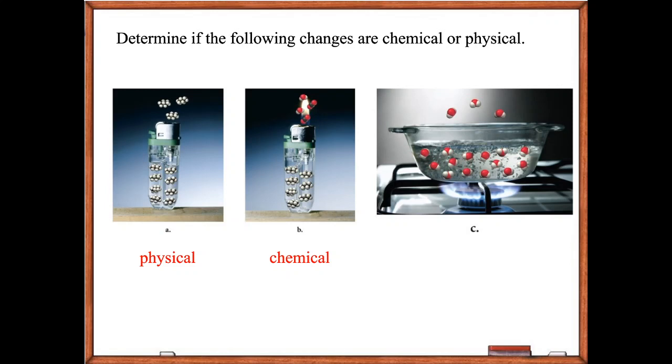Okay, and then the last one, we have just sort of a pan of water on the stove. We're heating it up, so we're making that liquid water turn into gaseous water. So is that going to be physical or chemical? And of course that's going to be physical, since we haven't actually changed the matter in any way.